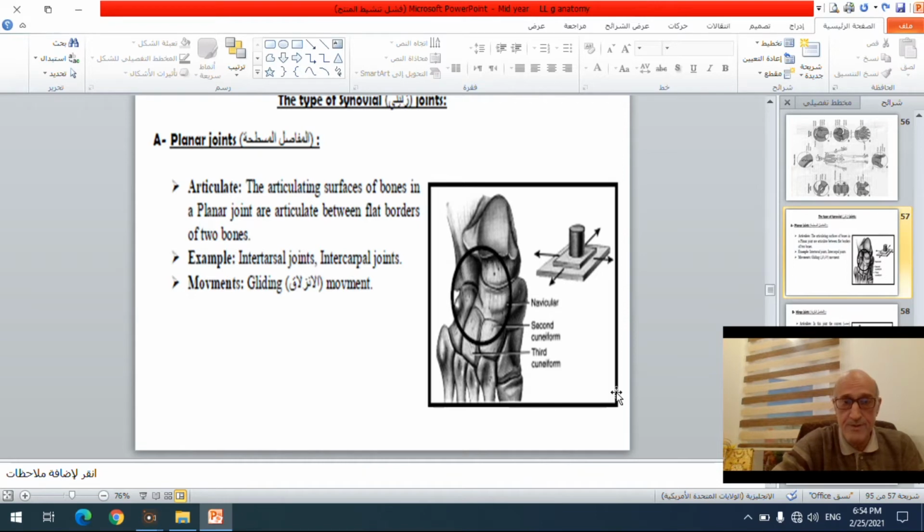The concentration is on the synovial joints. There are many synovial joints in the body. First, the plane joints. The articulating surfaces of the bones in the plane joint are flat surfaces of two bones. This one and this one. For example, tarsals or carpals, the intercarpal joints. Movement is gliding only. There is not much movement in it.